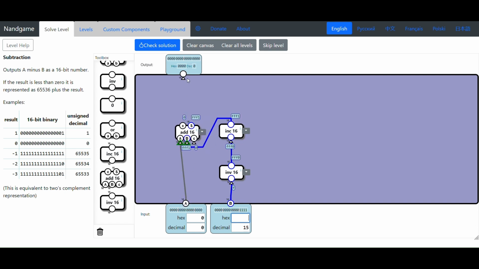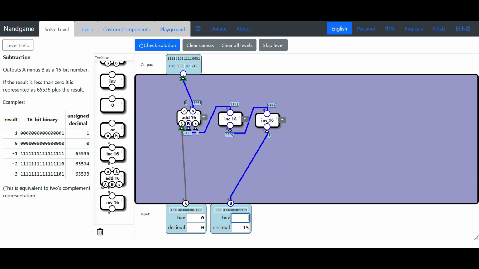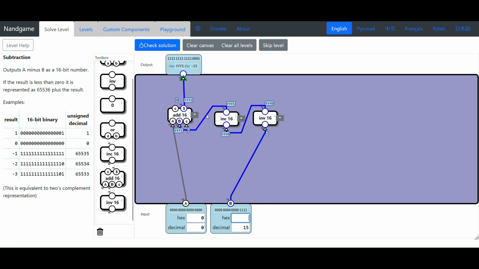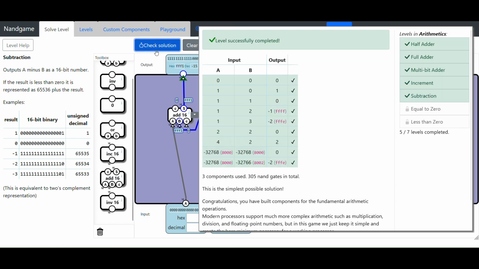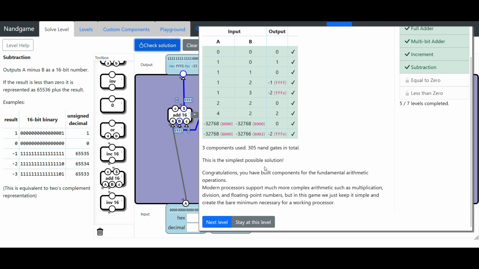We have our A, and we should have a subtractor circuit here. Just make this all nice and neat. I don't really think it matters much, but I like having things in nice, neat rows if I can help it. And let's just test it with some of these. Oh, I didn't even read this over here. They were talking about 2's complement representation. So let's check here. Simplest possible solutions.